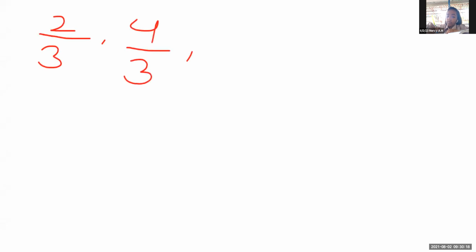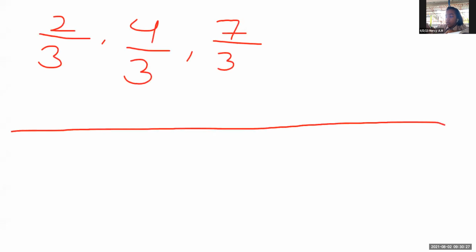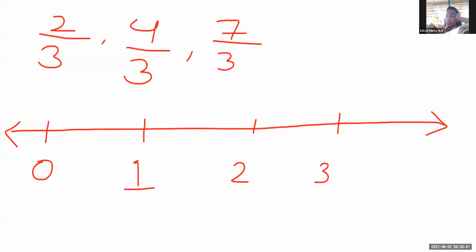Okay, the question was 2 upon 3, 4 upon 3 and 7 upon 3. Now this is the question. We have to show these numbers on a number line. So you have to make a number line, starting with 0, then 1, 2, 3, 4. This you have to write because on the scale it's already mentioned.